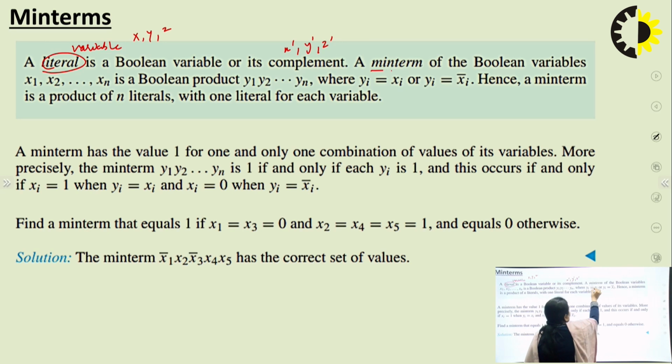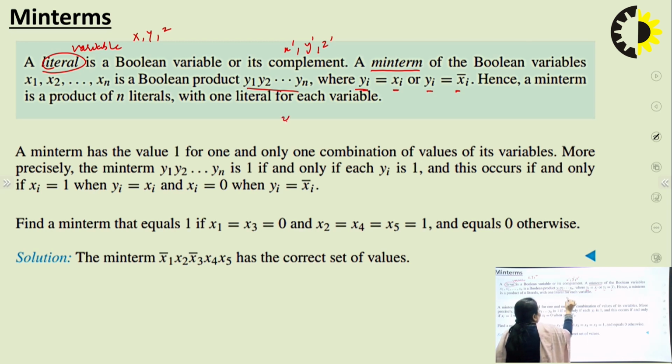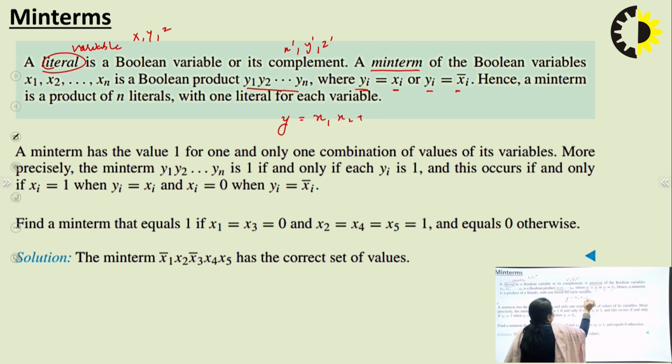A min term of the Boolean variables x1, x2, ..., xn is a Boolean product y1, y2, ..., yn where yi equals xi or yi equals xi bar. That means a min term can be expressed as y equals x1 dot x2 plus x3, something like this. Okay.